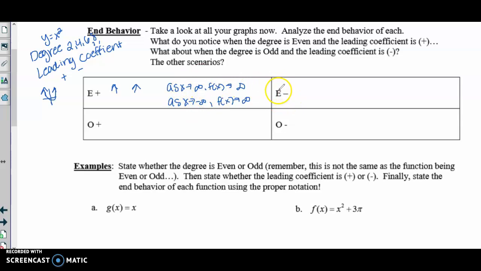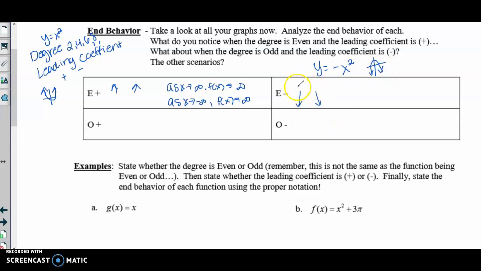Now, what happens if I have an even degree with a negative leading coefficient? Let's just think of an example. What about y equals negative x squared? I have an even degree of 2, my leading coefficient is negative. What would that graph look like? Well, that graph would look like an upside down parabola. Now I can figure out my end behavior. Look at where my ends are going. Both of the ends are going down.